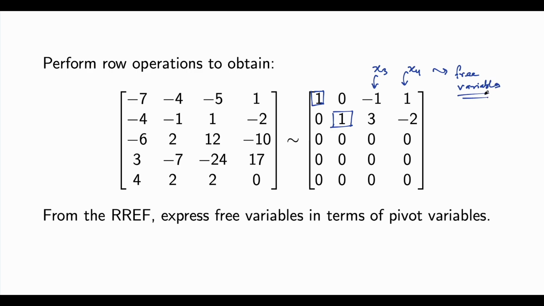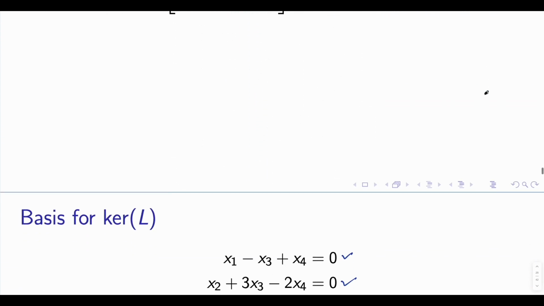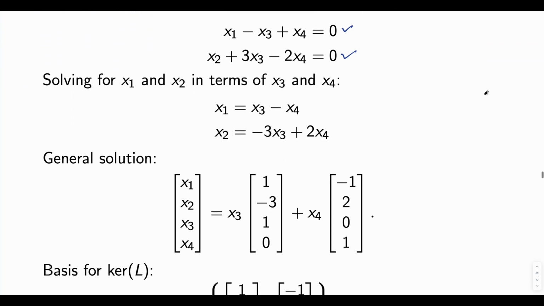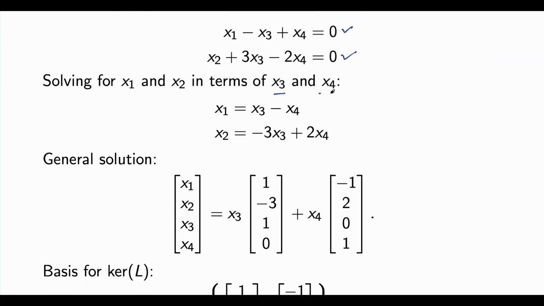right? Free variables. So now what happened here, if you see, after solving this in terms of x3 and x4, we are going to get this. Free variable, I mean independent variable, can take any value, whatever they like, right? So here, the solution will be of the form x1, x2, x3, x4, which is nothing but x3 times (1, -3, 1, 0) plus x4 times (-1, 2, 0, 1).